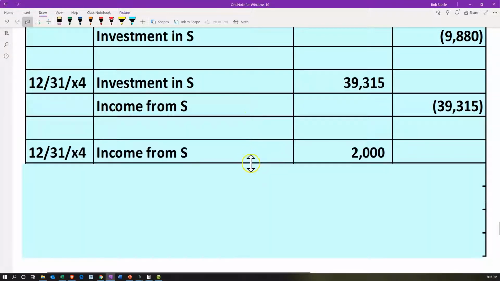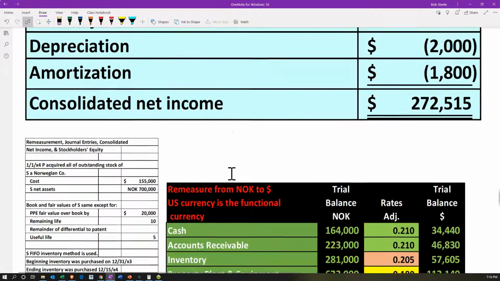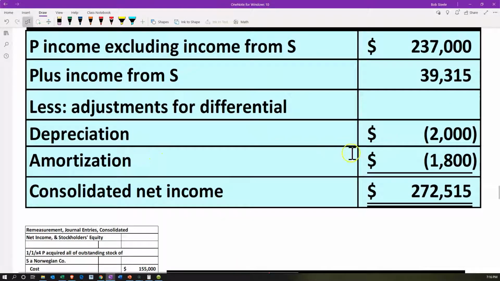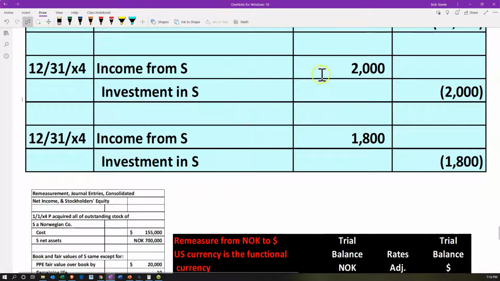And then we have the two like transactions which are related to the differential, the depreciation and amortization, which we calculated up top. You could put these together. Many times people will put them together. I kind of like breaking them out so you could see the differential, the two components of it. So we have the depreciation, amortization, the 2,000, the 1,800. So straightforward here. We got the income from S, debit 2,000, and the investment in S, credit 2,000 for the depreciation, and then the amortization, same thing, income from S debit, investment in S credit for the amortization.